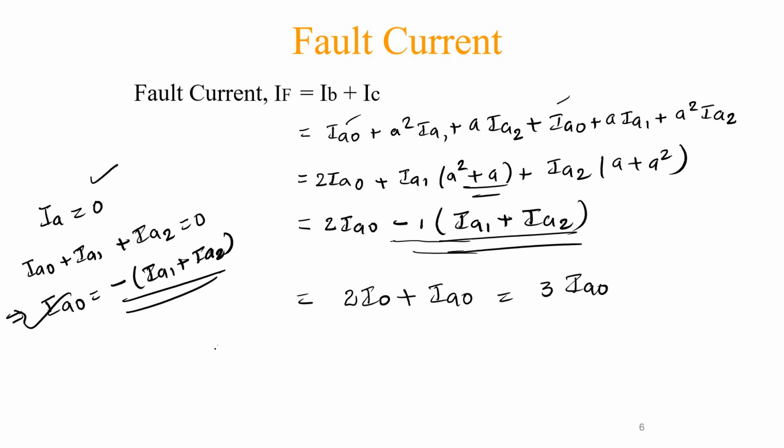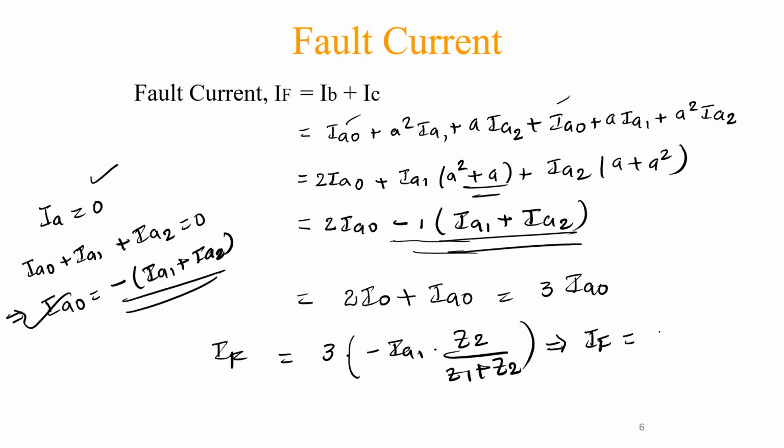Now just now we have derived the equation for IA0. 3 times of minus IA1 into Z2 divided by Z1 plus Z2. So therefore, the fault current is equal to minus 3 IA1 Z2 divided by Z1 plus Z2. If you consider only the magnitude, this is 3 times IA1 into Z2 divided by Z1 plus Z2. If they give the IA1 value, directly you can do the substitution.